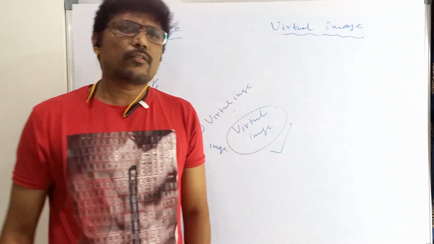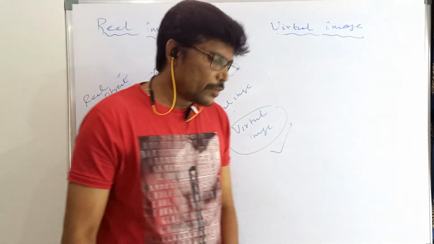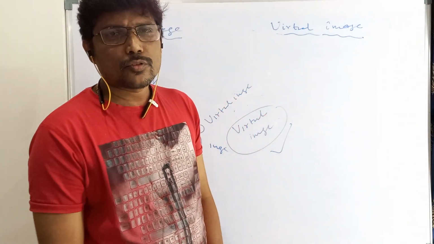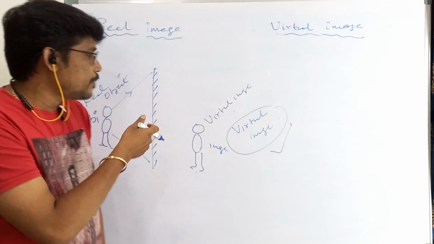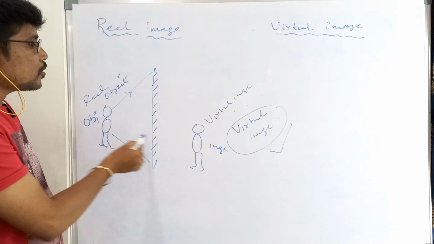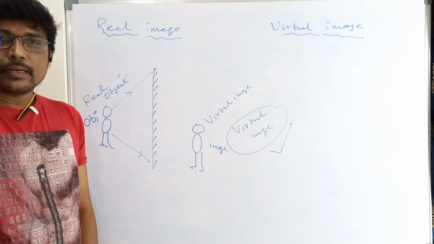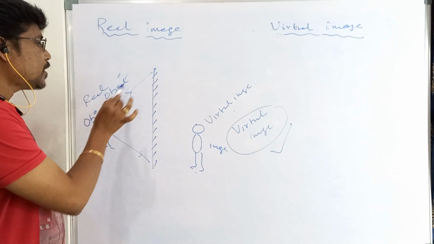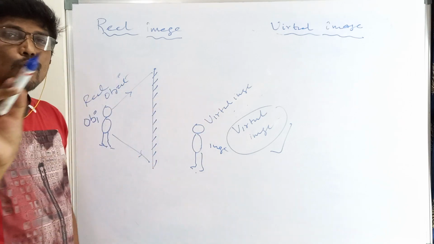For example, your shaving mirror is a concave mirror. But what I am considering here is a plane mirror. For this plane mirror, here is an object, and you get a virtual image. Keep it in mind: always, for a real object in a plane mirror, you get a virtual image.